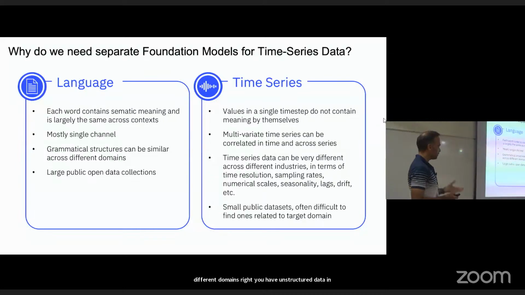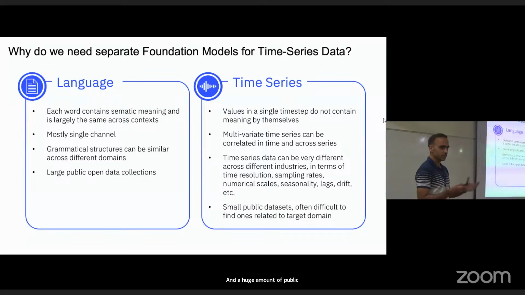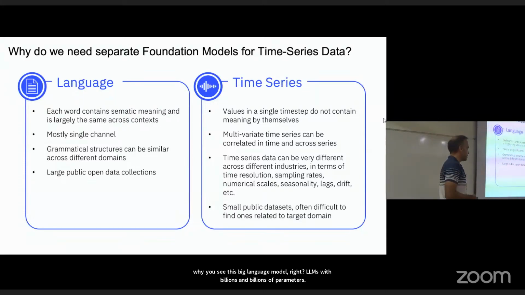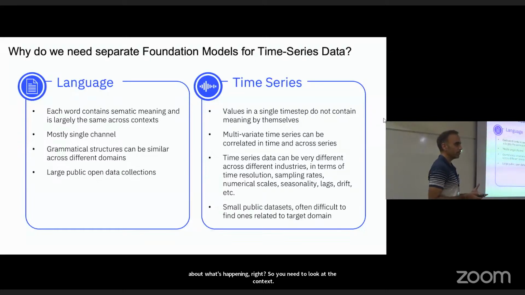And a huge amount of public open data is available. That's why you see these big language models, right? LLMs with billions and billions of parameters. On the other hand, when we talk about time series, a value at a single time step, in any time series, any domain, just one value may not convey anything about what's happening, right? So you need to look at the context. And then, as I discussed, many times what you will have is multivariates, right? Multiple variables that you want to model, learning correlation within the series and across the series, right?